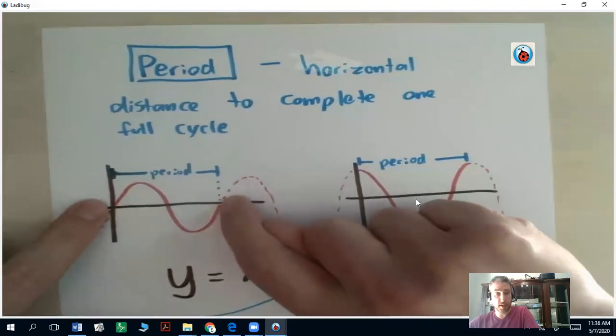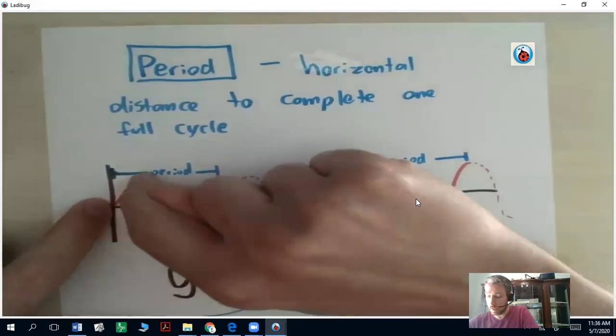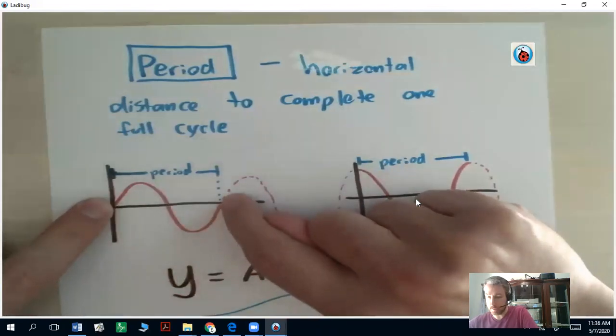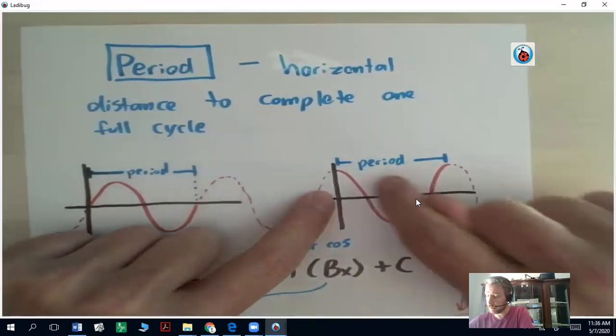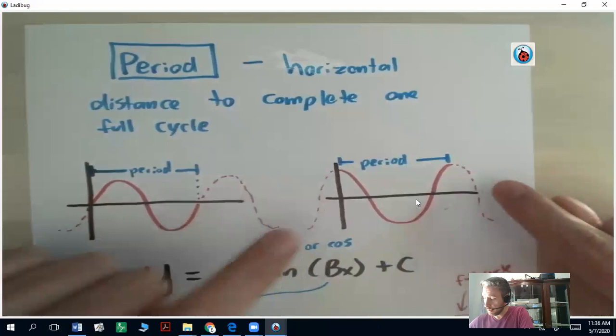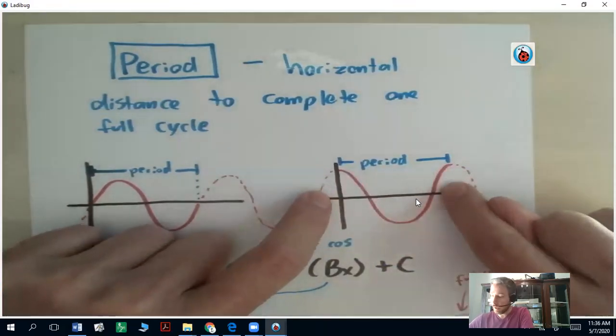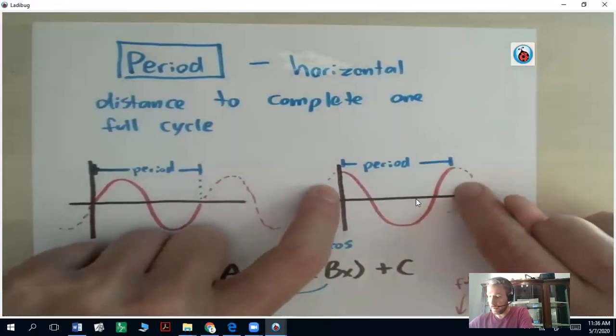Now remember, in a sine, of course, the graph will start at the midline, go up, down, and back up, and end at the midline. So that distance here would represent one full period. And a cosine starts at the max, or min if it's reflected, and will come back up to the max, or min if it's reflected. That distance is one full period as well.